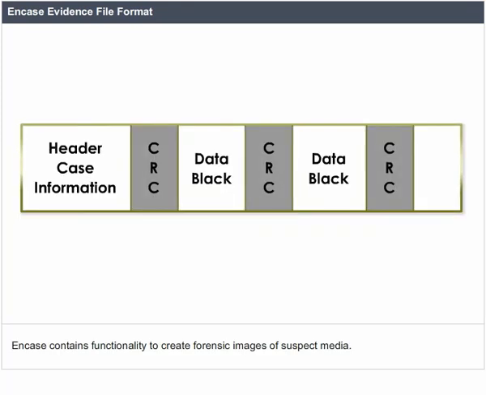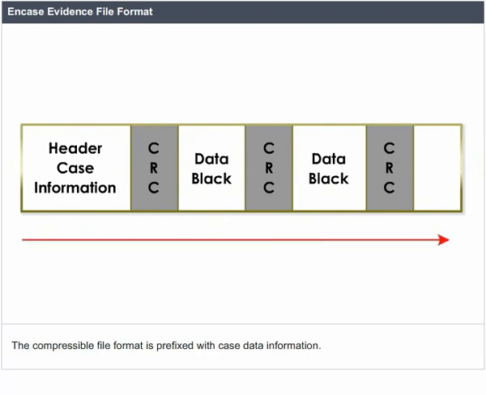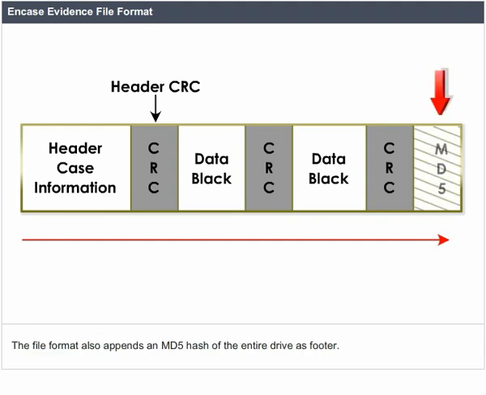EnCase Evidence File Format. EnCase contains functionality to create forensic images of suspect media. Images are stored in the proprietary EnCase Evidence File Format. The compressible file format is prefixed with case data information. It consists of a bit-by-bit, that is exact, copy with CRC hashes for every 64K of data. The file format also appends an MD5 hash of the entire drive as a footer.